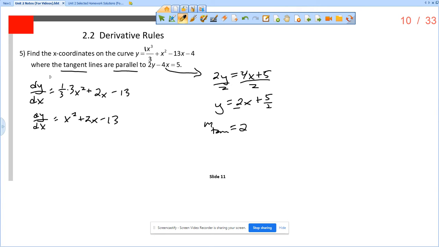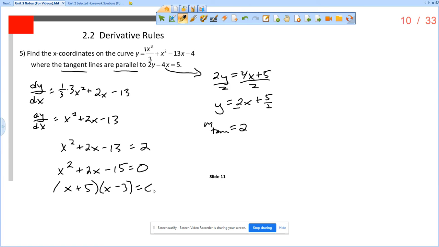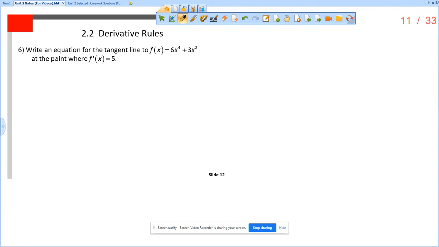All right, and so what do we need to know? We need to know the x coordinates where the derivative is equal to 2, right? And so now this is a relatively easy quadratic equation to solve. So I'm going to subtract 2, so I get x squared plus 2x minus 15 set equal to 0, of course. And so now I'm going to factor. I get (x plus 5) times (x minus 3), and so I get that x is equal to -5 or 3. So that means that the slope of the tangent is 2 when x is -5 and 3, right? So that's slide 11.